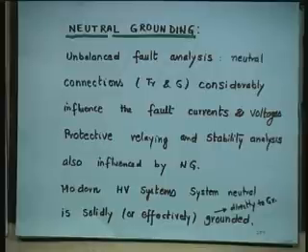So in unbalanced fault analysis, the neutral connection is very important. How is neutral connected? If it is balanced, neutral current is not there. So all transformers or generators have a neutral and it is properly grounded. And they considerably influence the fault currents and voltages. Whole thing is changed. Whole scenario is changed. Protective relaying and stability analysis are also influenced by neutral grounding. How you ground a neutral is an art.